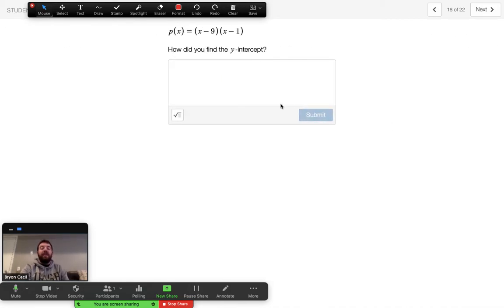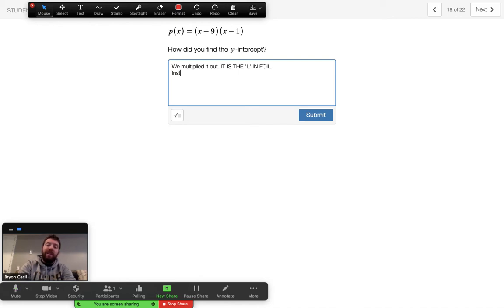Okay, how did you find the y-intercept? We multiplied it out. Or guys, you know it is the L in FOIL. Okay, we know that. It's these two. And so also, you can insert zeros for x and then simplify. Put a 0 here, a 0 here, negative 9 times negative 1.